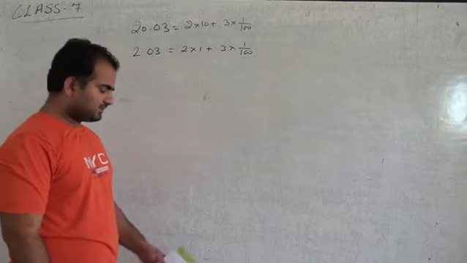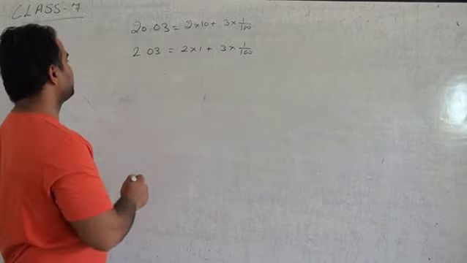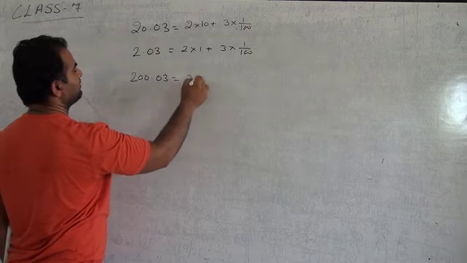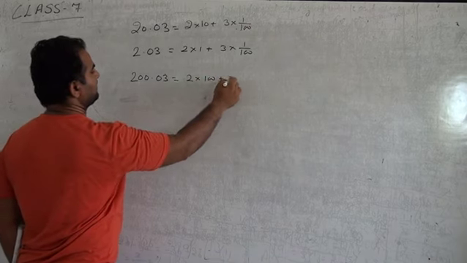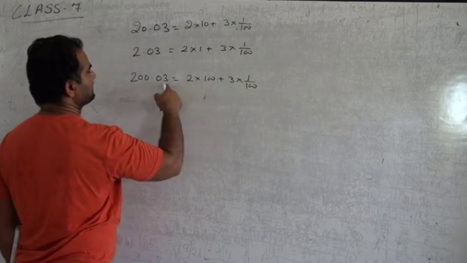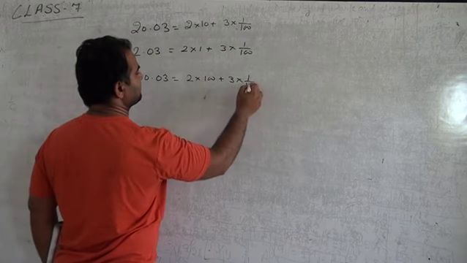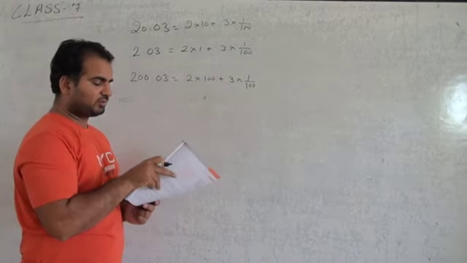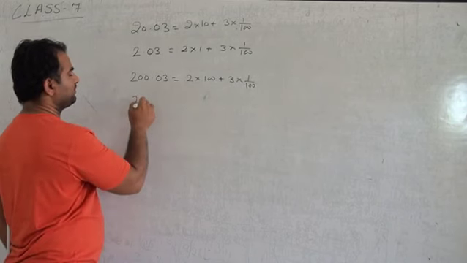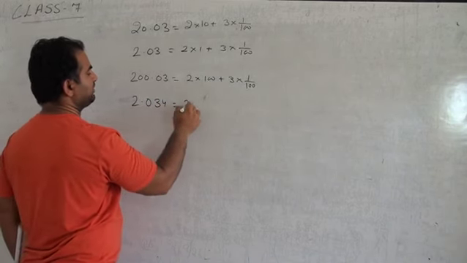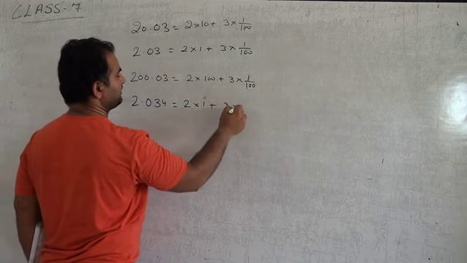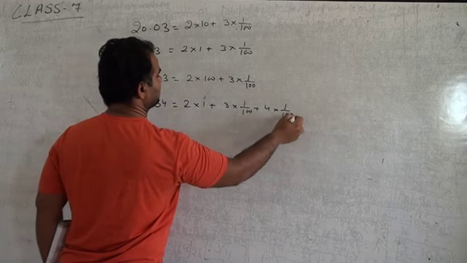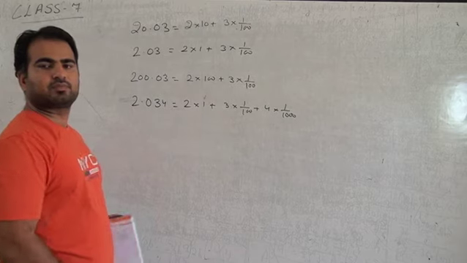Okay. Next is 200.03. So we can write it like 2 into 100 plus 3 into 1 upon 100, because this 3 is at the 100th place. Okay. And next is 2.034. It will be 2 into 1 plus 3 into 1 upon 100 plus 4 into 1 by 1000. This is the expanded form.